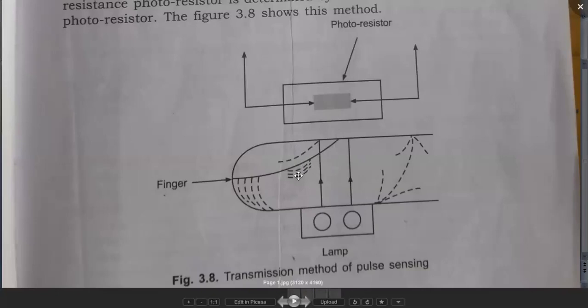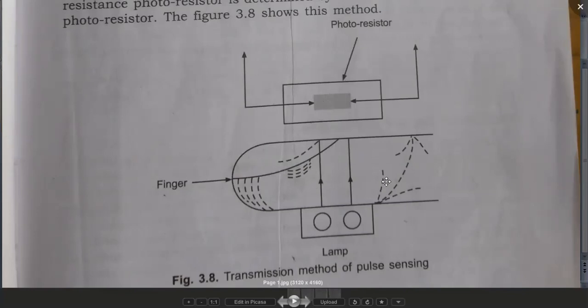When the blood is flowing through the vessel, due to the pressure, a greater amount of pressure comes, and in such a situation the blood opposes the light passing through the finger, and the resistance of the photoresistor will increase. The resistance of the photoresistor will increase because the light falling on the photoresistor decreases, because the amount of blood flowing through the finger is more.